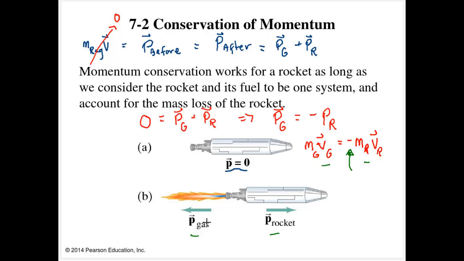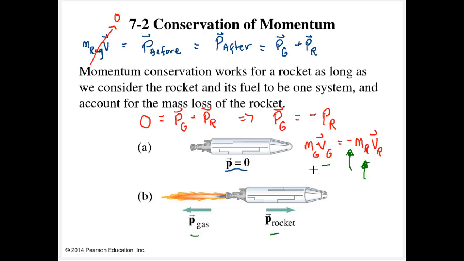It's actually very hard to account for the mass of the rocket constantly changing. It becomes a very complicated problem, but looking at it simply as an example of conservation of momentum, it's very simple to write this down.